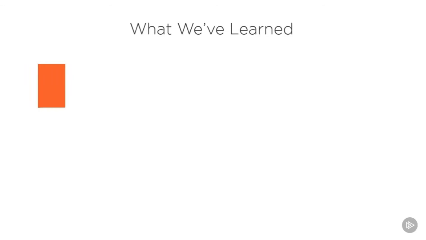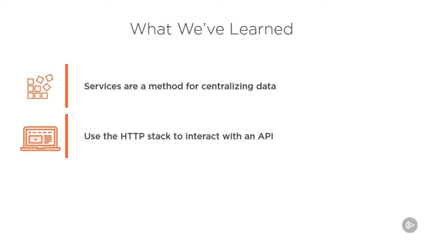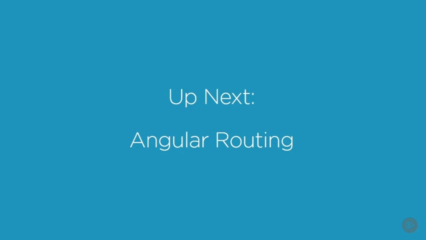What have we learned in this module? I've shown you how to create services and that they can be a method for centralizing your data and sharing data across your application. I've shown you some simple usage of the HTTP stack to interact with your API. Finally, I showed you how to do calculated data so that you can show things like summary data. Up next, we're going to take this example, we're going to add routing to show multiple pages in our application.